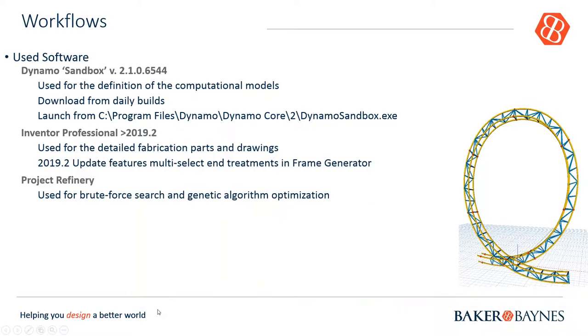The next one is in here, in this example, what's being used. You'll see on the right-hand side, that looks something like what the end product is going to be. In here, it's Dynamo Sandbox, Inventor Professional, and Project Refinery that have been used in this example. Now, how does it work?